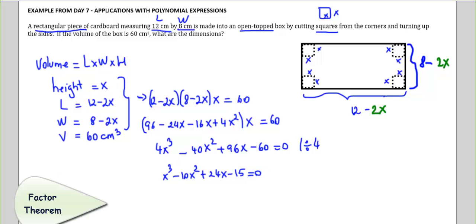So what do we do right now? Well, we have a cubic polynomial that we're trying to factor, and we're going to use the factor theorem in order to find factors of this particular polynomial. Well, the constant is 15 or negative 15. What are some factors of 15? Positive and negative 1, positive and negative 3, positive and negative 5, and positive and negative 15.